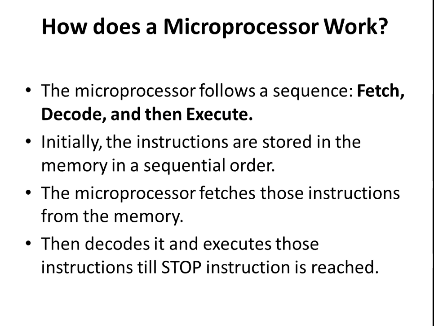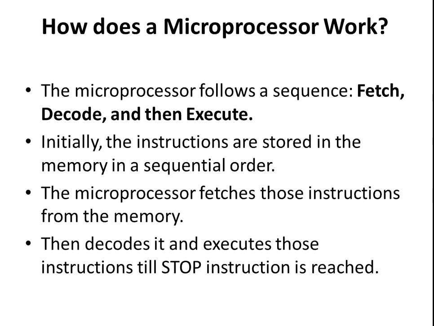Now we can see how a microprocessor works. The microprocessor follows a sequence of operations: fetch, decode, and then execute. Initially, the instructions are stored in the memory in sequential order. The microprocessor fetches these instructions from the memory and then decodes them. After decoding, it executes these instructions until a stop instruction is reached. Later, it sends the result in binary to the output port. Between these operations, the registers store temporary data. And the ALU performs all the arithmetic and logical operations, that means computational functions.